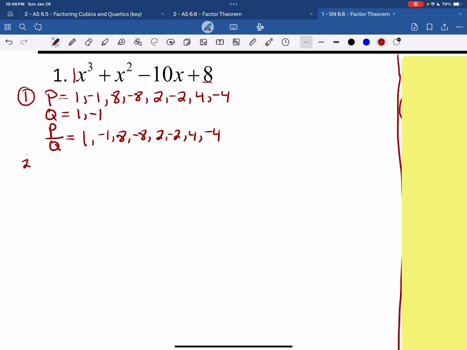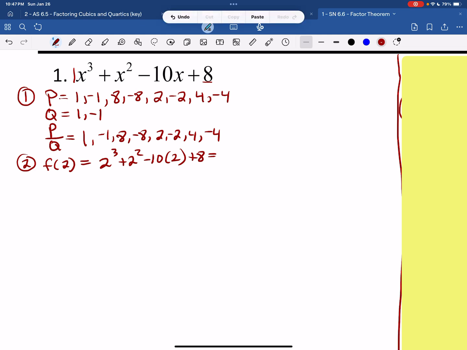Step number 2, we're going to take advantage of the factor theorem, and we're just going to start off and pick one. Let's pick, say, 2. If I pick 2, I get 2 cubed plus 2 squared minus 10 times 2 plus 8. That's 8 plus 4 is 12, 12 minus 20 is negative 8, and negative 8 plus 8 is 0. Wow, that was pretty lucky. So I've got my first rational root. My first root is 2, which means my first factor is x minus 2.